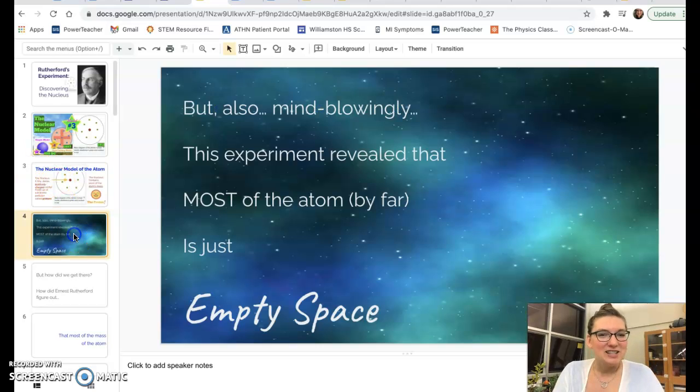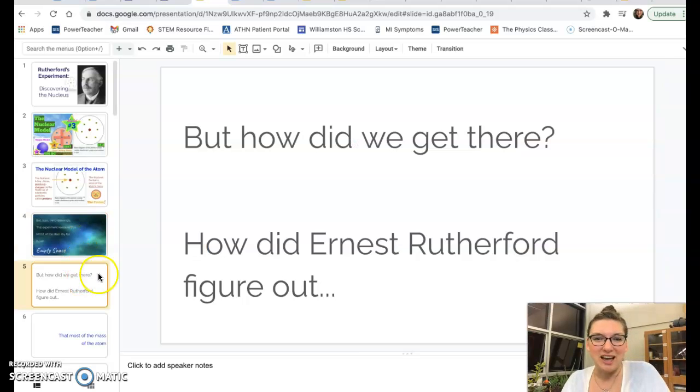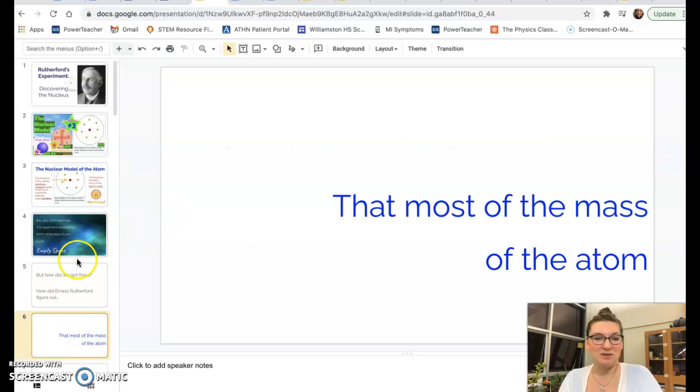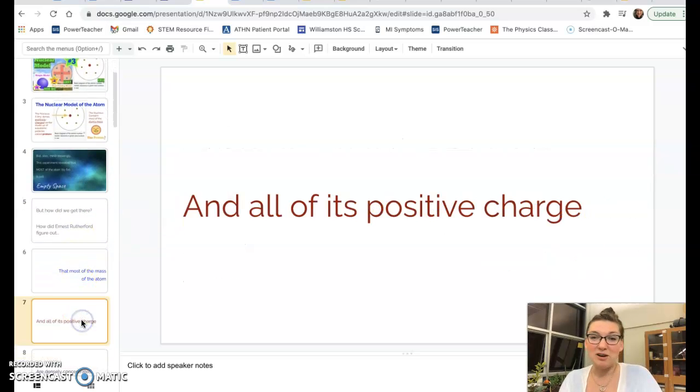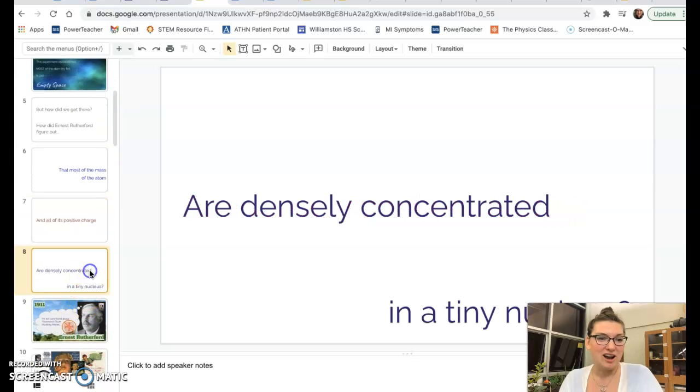So, mind-blowingly, what this experiment revealed is that most of the atom, by far, is just empty space. It's not a solid sphere of blueberry muffin mush. It is empty space with these tiny, tiny particles in there. And that really changed our view of the atom. So how did we get there? How did Ernest Rutherford figure out that most of the mass of the atom and all of its positive charge are densely concentrated in a tiny nucleus?